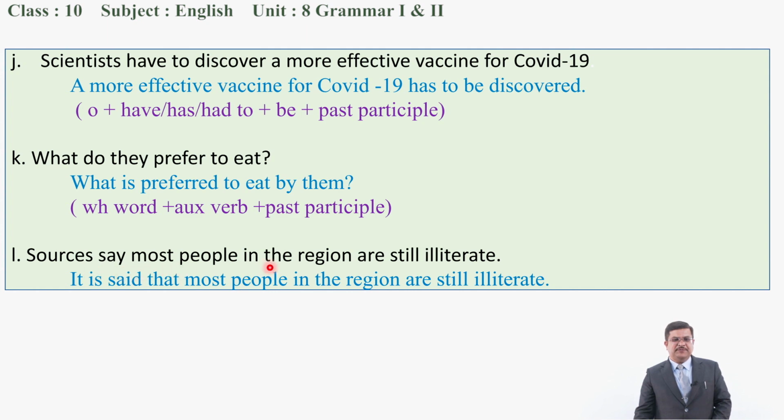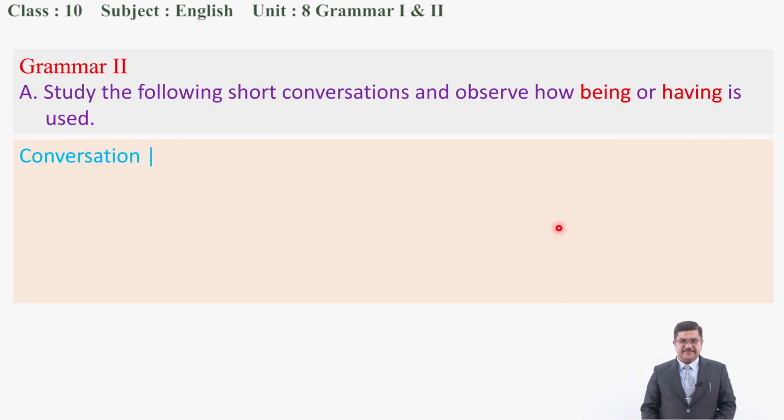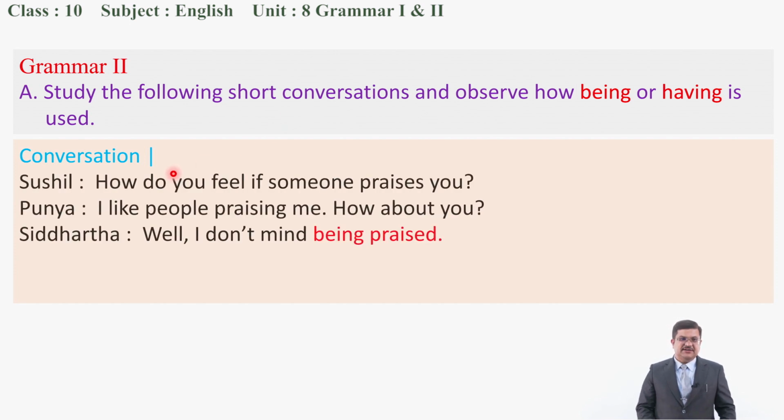Sources say most people in the region are still illiterate. It is said that most people in the region are still illiterate. Grammar 2. Study the following short conversation and observe how being or having is used. Conversation. Look at this conversation between Sushil, Punya and Siddhartha.